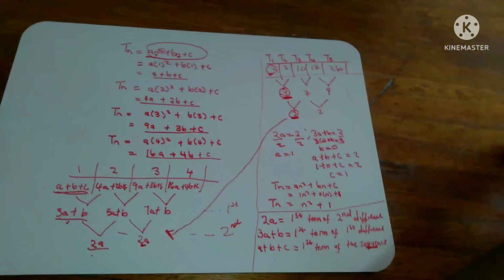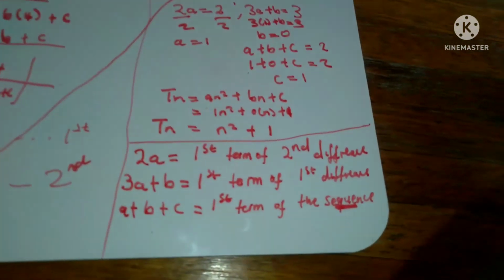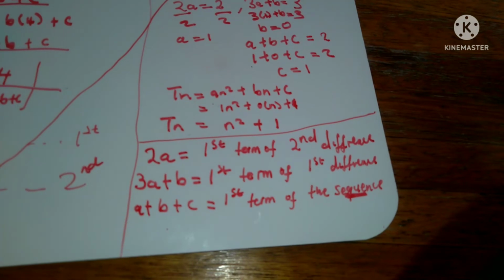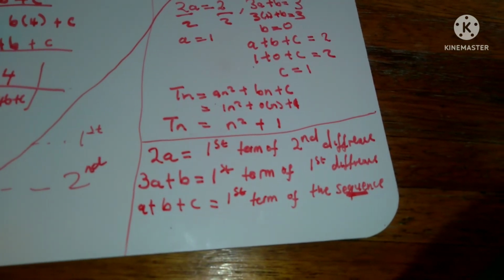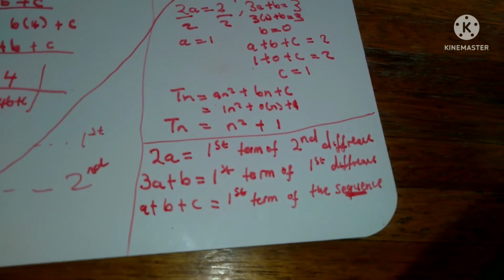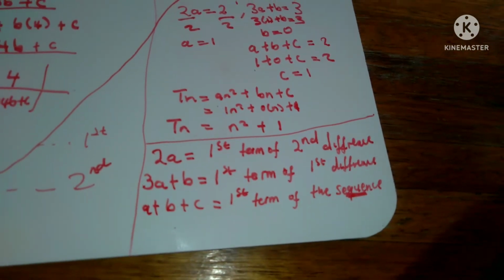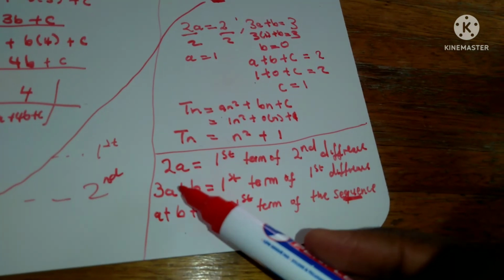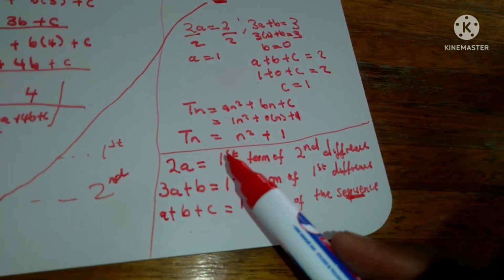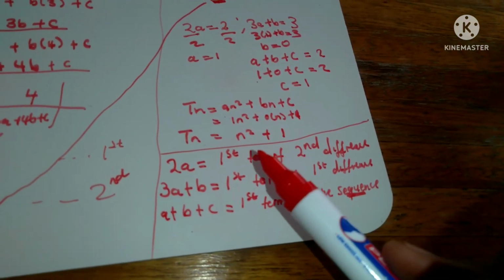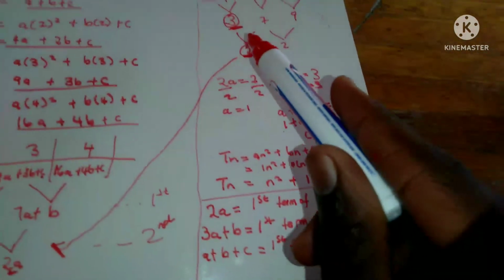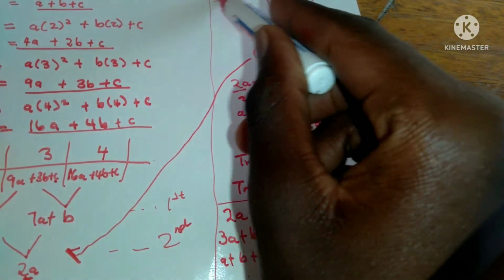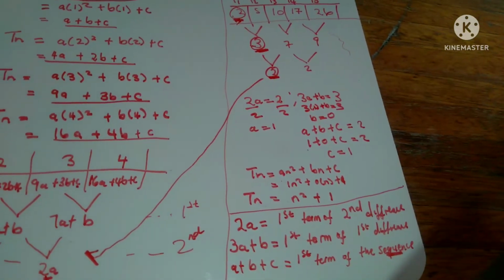So just make sure that you know that 2a is equal to the first term of the second difference, 3a plus b is equal to the first term of the first difference, a plus b plus c is always equal to the first term of the sequence. So if you are able to know that this and this are equated to this and this, then you will simply know each and every time when you have a first difference and the second difference and the sequence itself. So it is easier that way.